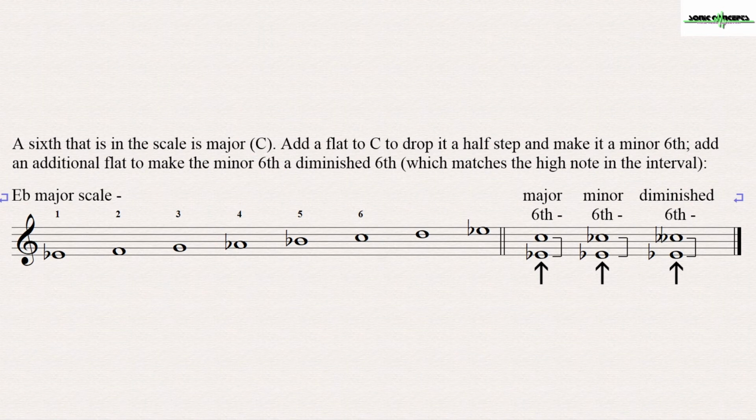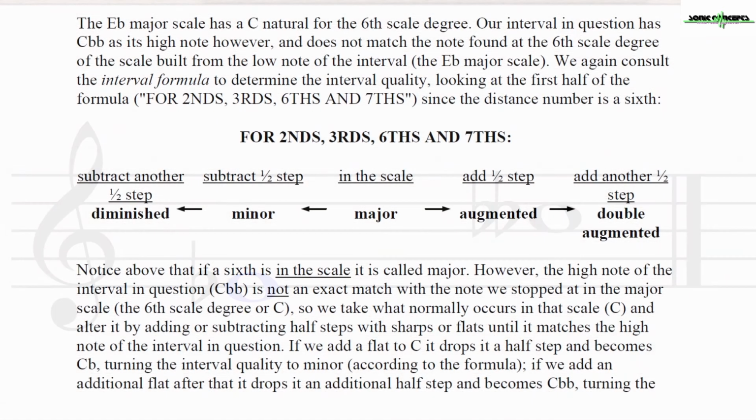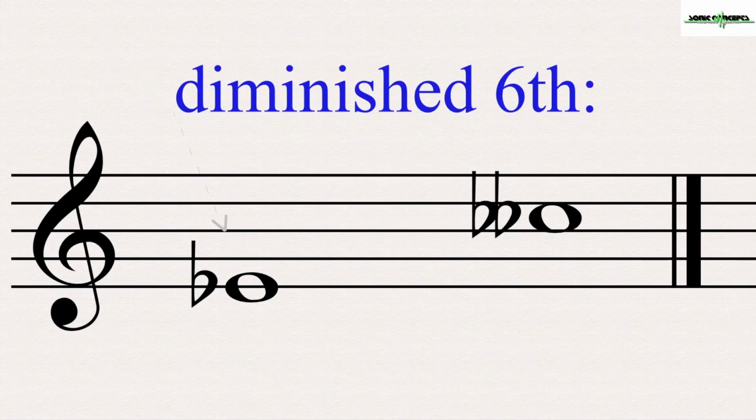Adding 2 flats to C drops it 2 half steps and makes it match the high note of the interval, C double flat. When a double flat is added to C, it decreases the distance from the low note of the interval, E flat, to the high note by a whole step, which is, of course, 2 consecutive half steps. This changes a major sixth to a diminished sixth. The interval in question then is a diminished sixth.